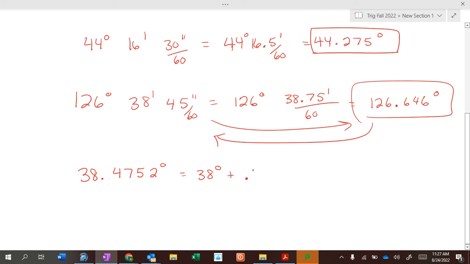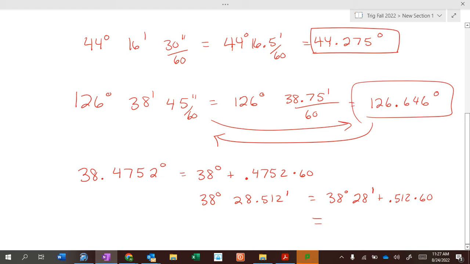Plus, we're going to take 0.4752 times 60. What's 0.4752 times 60? 28.512. So 0.4752 times 60 is 28.512 minutes. Now we're going to separate off the 0.512. So this is going to equal 38 degrees, 28 minutes, plus another 0.512 times 60 to figure out the seconds.